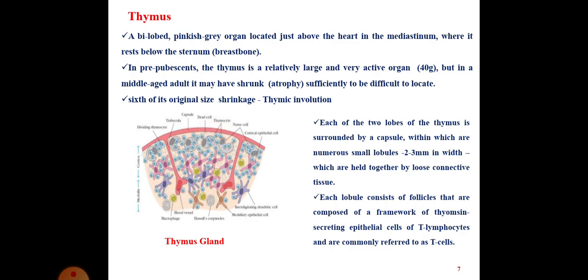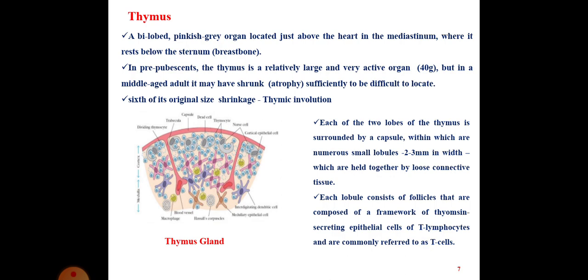It is a bilobed pinkish grey organ located just above the heart in the mediastinum, resting below the sternum, that is the breastbone. In prepubescence, it is a relatively large and very active organ, weighing about 40 grams. But in adult age it shrinks, which is known as atrophy, sufficiently to be difficult to locate. The shrinkage to one-sixth of its original size is known as thymic involution.